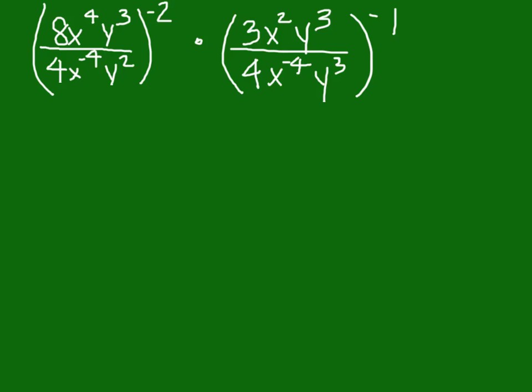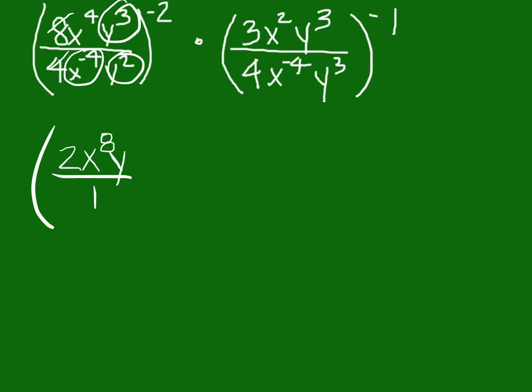On the left-hand side, you can simplify inside first. 8 over 4 is 2. And then this x to the negative 4th goes to the top, and it will combine with the other x to get x to the 8th. Your y to the 3rd over y to the 2nd is simply y on the top. I'm going to put a 1 on the bottom because this isn't the final answer. We're just doing work. And then we'll move on over to the other side.